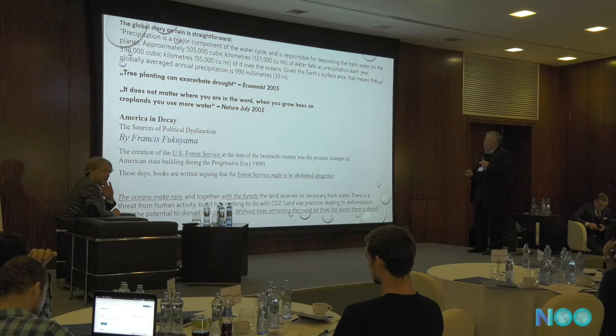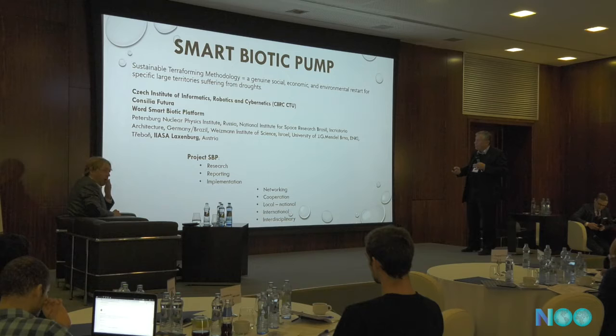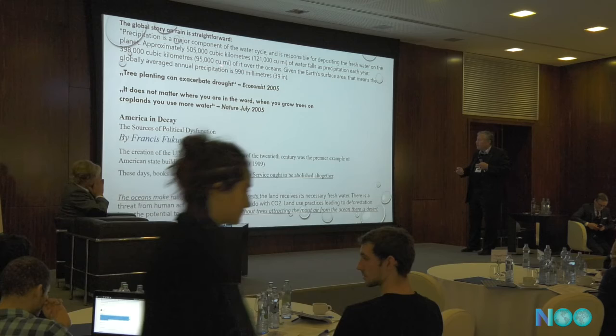And what we have as an average amount of water globally is practically 1 meter per every square meter globally.